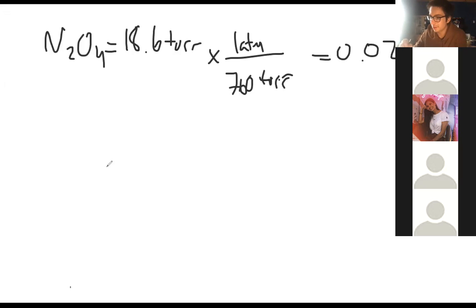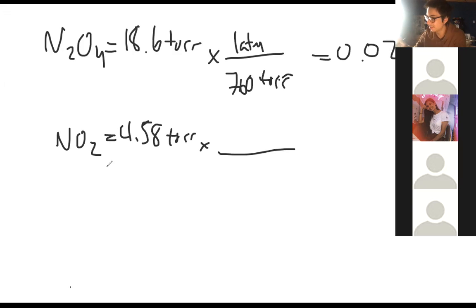And let's do the same for our NO2. 4.58 torr times 1 atm over 760 torr. Okay. Well, let's finish this off. That's supposed to say 760 torr to 1 atm. And this one I got to be 0.006.